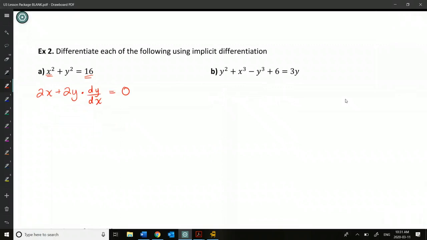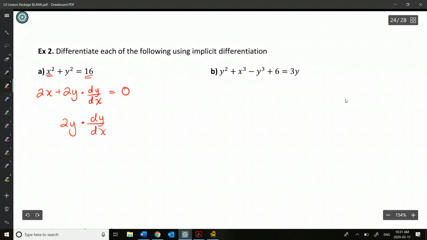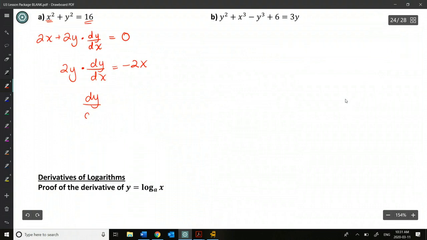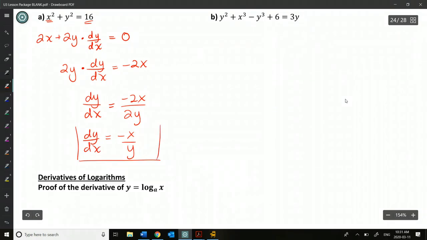You can put y prime, or the other notation is, of course, dy over dx. I want to isolate for dy over dx so that I know what this function's derivative is with respect to x. That's the goal. We'll get negative 2x, and we'll divide out that 2y, and reduce those 2's. So we know the derivative of this function with respect to x is negative x over y.